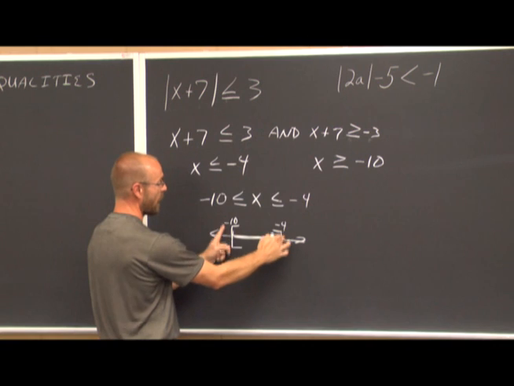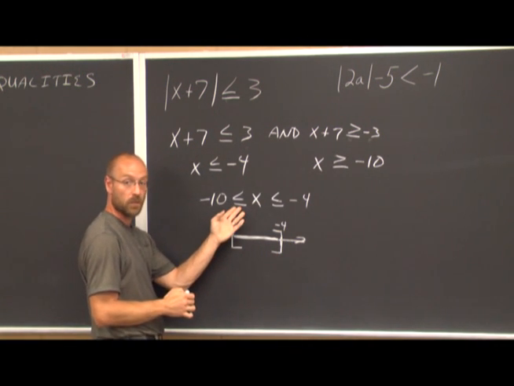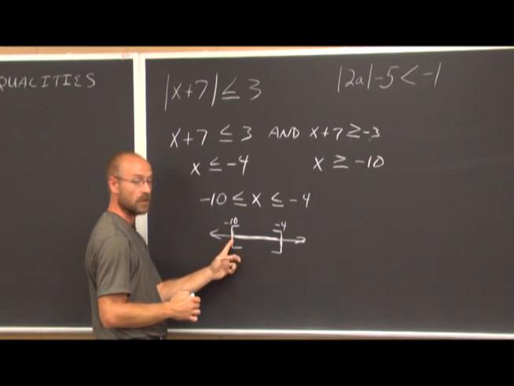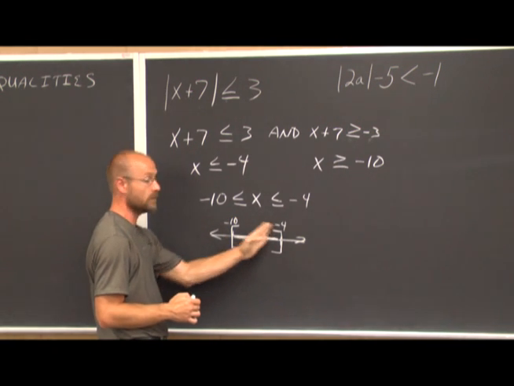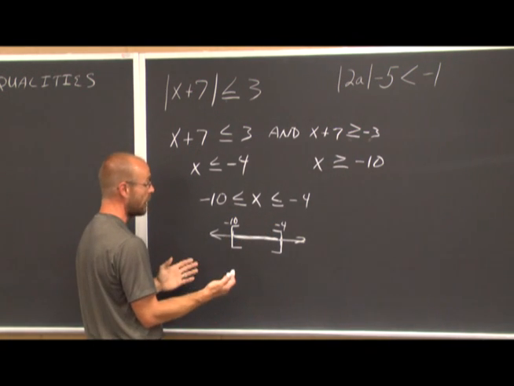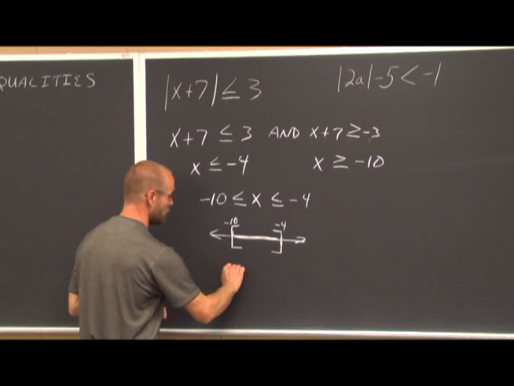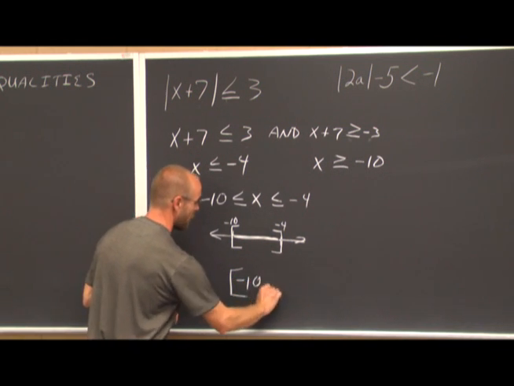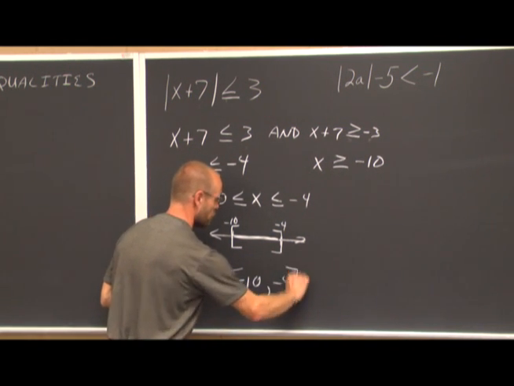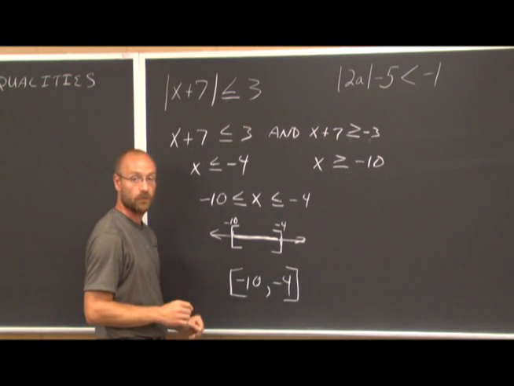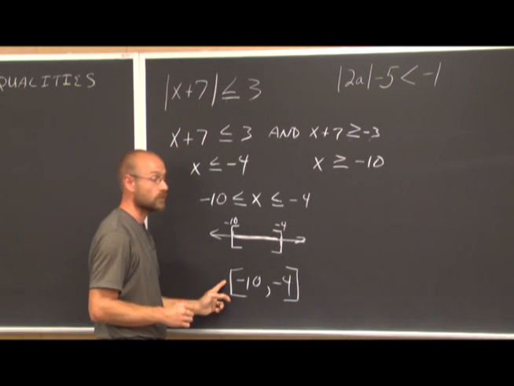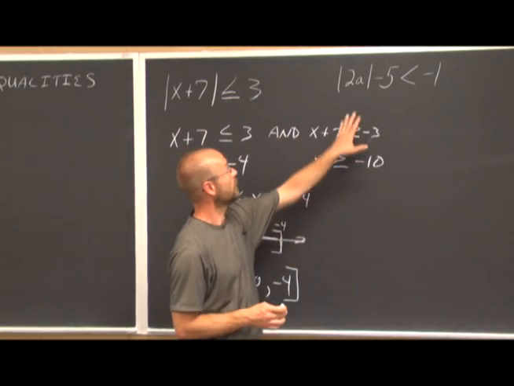Now notice I used brackets here because these are equal to symbols. So these brackets tell me I do include these end values. And now I can write my interval notation simply by pulling it off the graph, negative 10 to negative 4, including these endpoints. All right, we're going to look at another example.